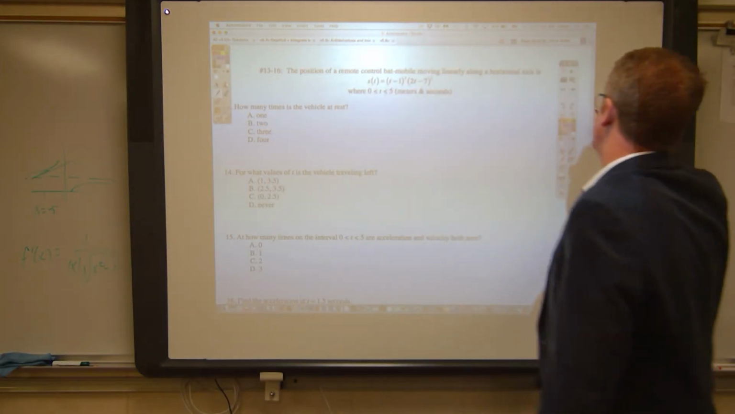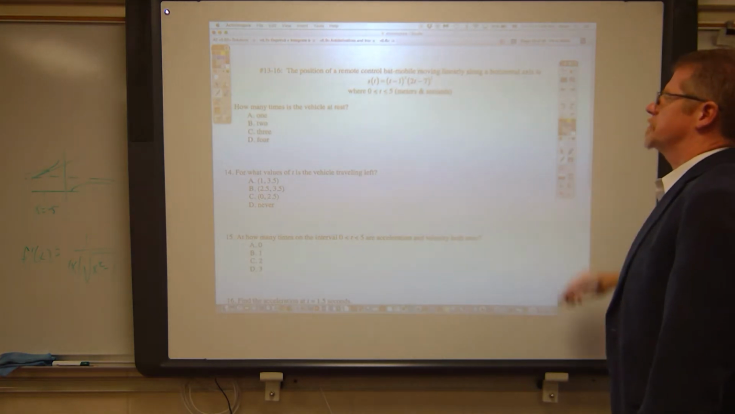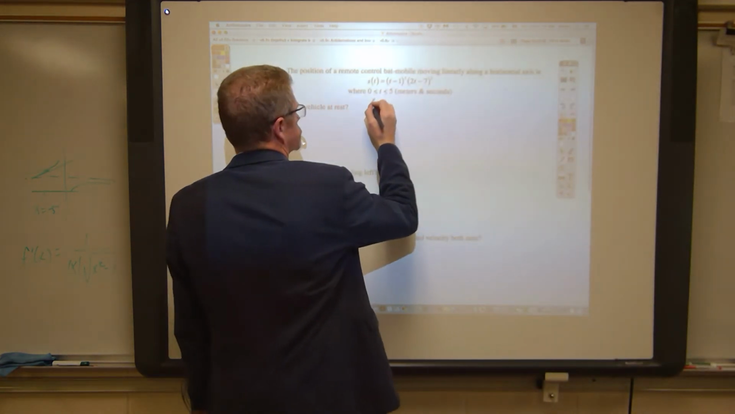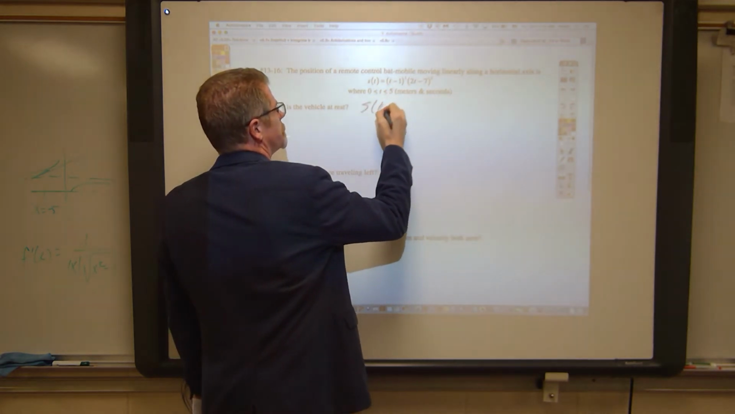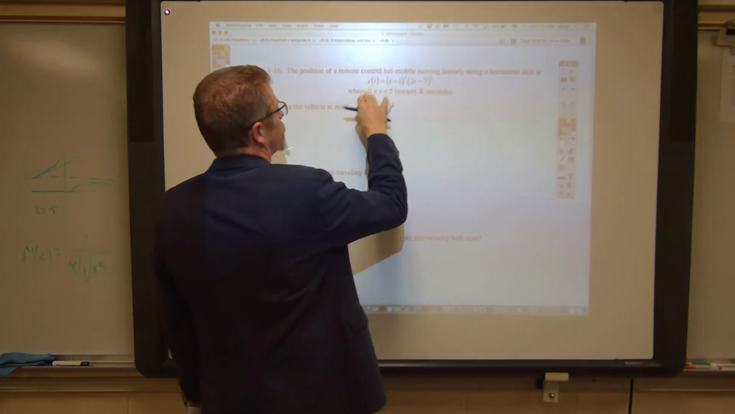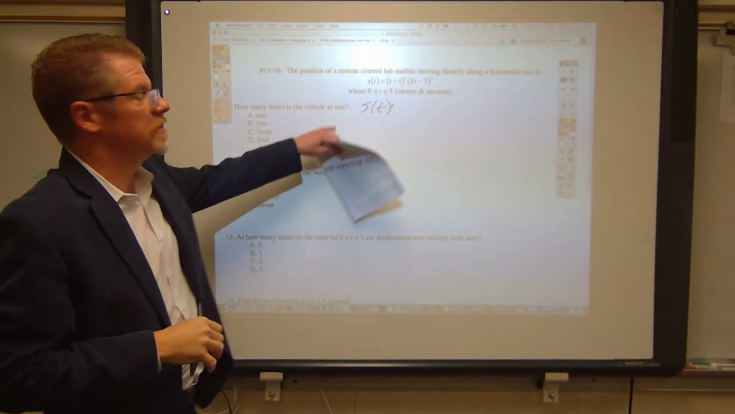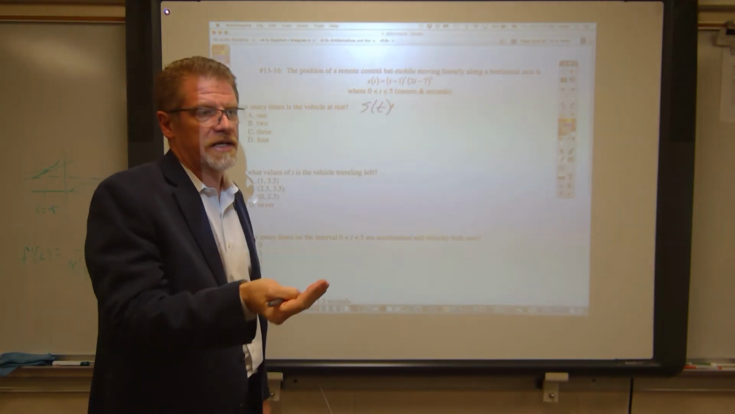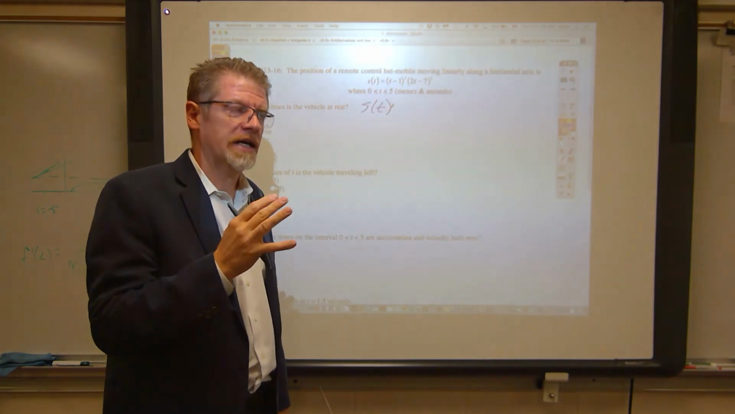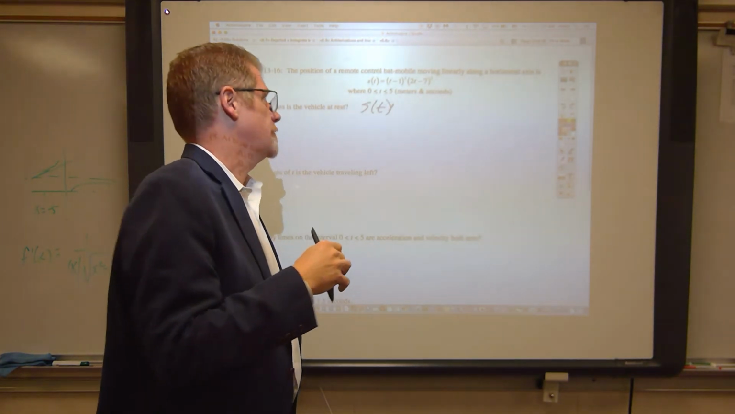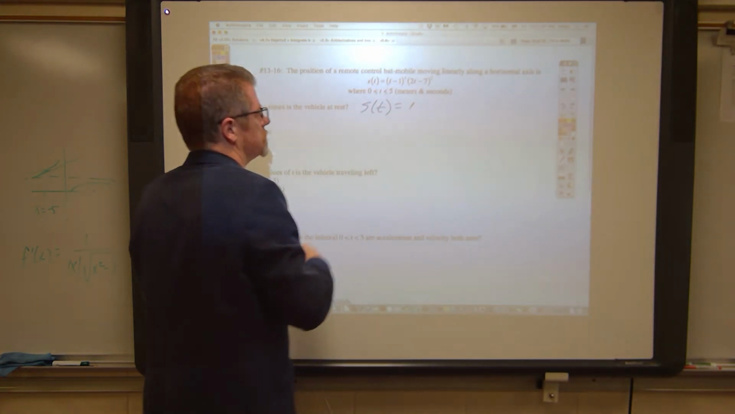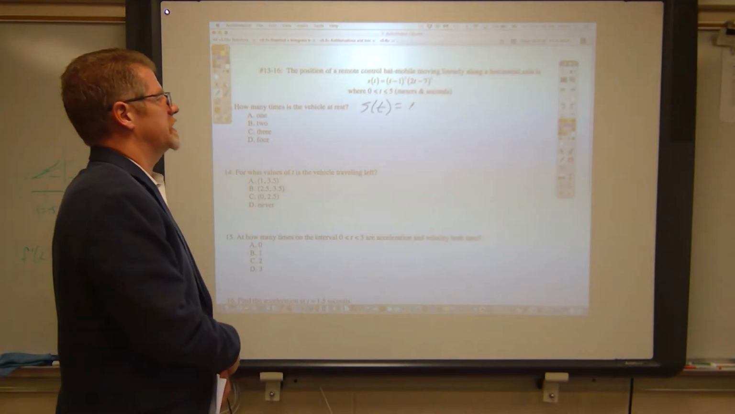For those of you viewing this from the luxury and comfort of your own home, or maybe an airport somewhere, the problem is position, S of t. I told you, position is often represented by physicists with the letter S. Why S? I don't know. I just noticed it. So S of t equals, I guess we're really talking about S prime.